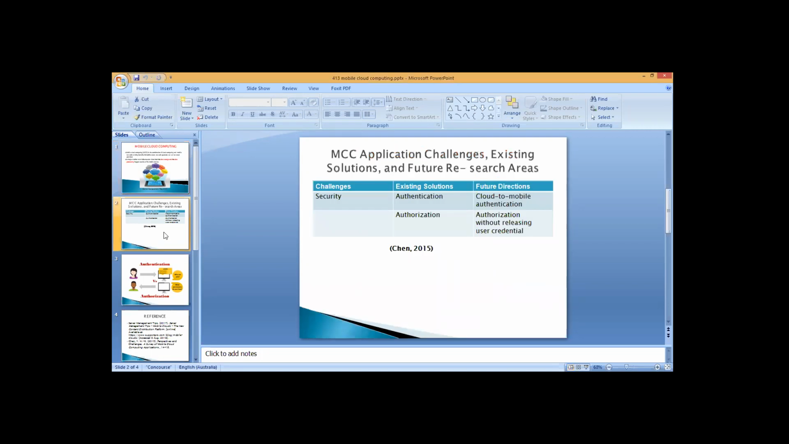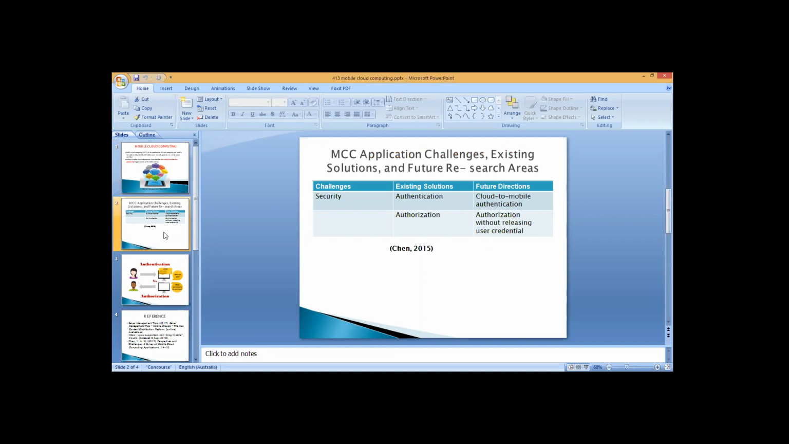Two things that I have picked is the MCC application challenges. With the knowledge of what mobile cloud computing is, there is more to it. There are few challenges that are faced to make MCC functional, right? I have picked security as a major issue, and out of that security, I have picked two things, which is authentication and authorization. I'm not saying authentication and authorization is not there. It is there. The existing solution is there, but there are loopholes in that.